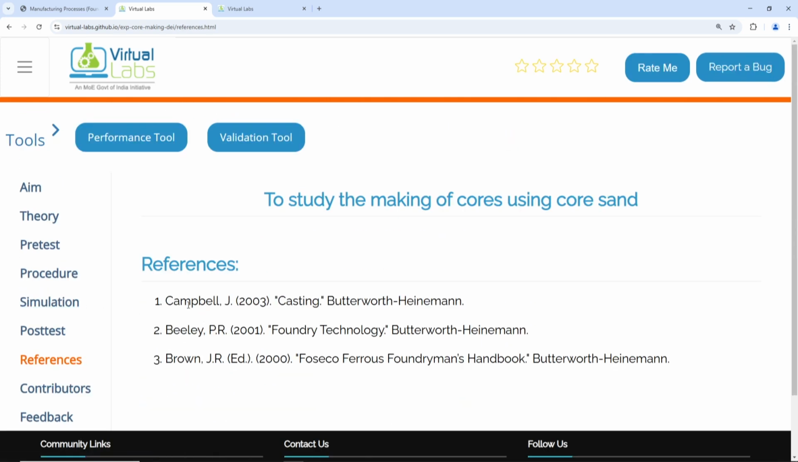Now, these are the references other than Campbell. It has used books by Beeley and Brown on foundry technology, and Ferris Foundryman's handbook. So, this second experiment was on core making. These are all very generic, I would say traditional, experiments which have been used since thousands of years. Nowadays, investment casting or automatic investment casting is also used, where multiple castings or multiple products could be produced in a single pouring.